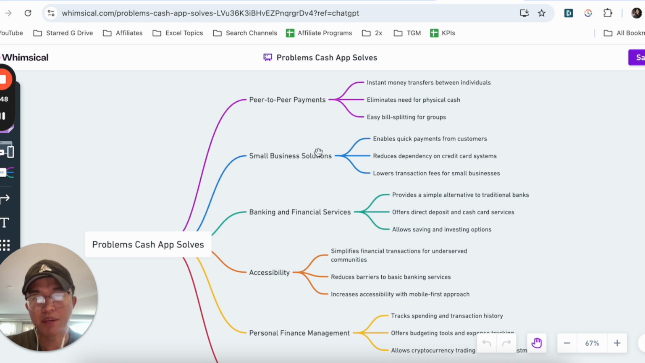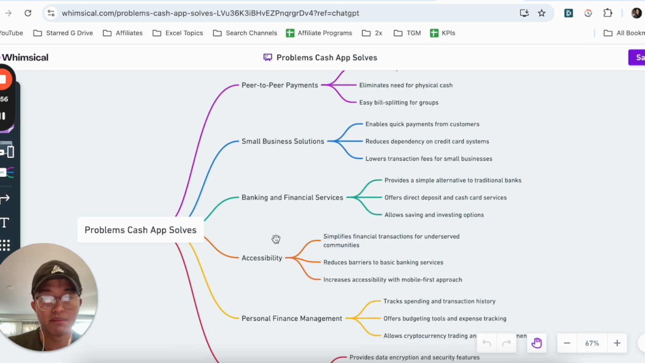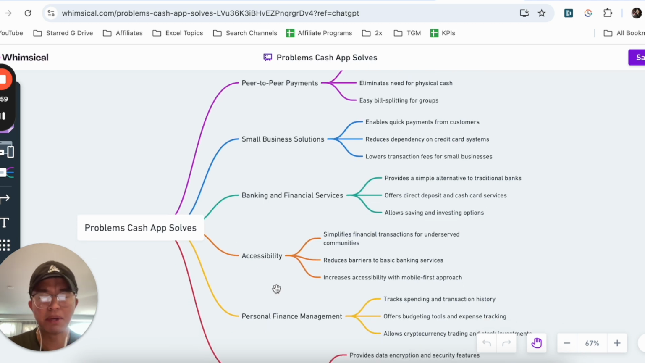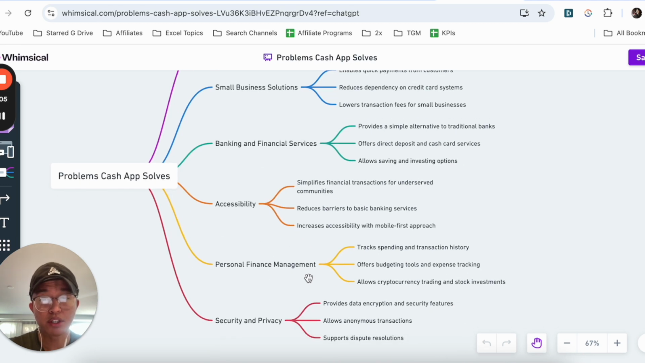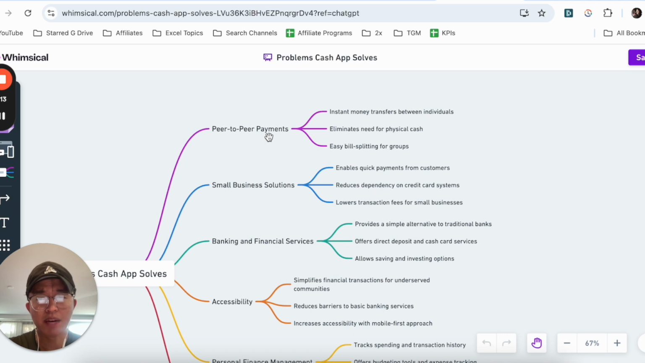The problems that Cash App solves are peer-to-peer payments, a lot of small business solutions, a lot of banking and financial services, and it makes accessibility open by reducing barriers between two different parties. It also solves problems within the personal finance management space, and security and privacy. With these different categories in mind, let's take, for example, peer-to-peer payments. If you have the problem of how to send money to my father, the way to promote Cash App is using Cash App as a solution to that problem.